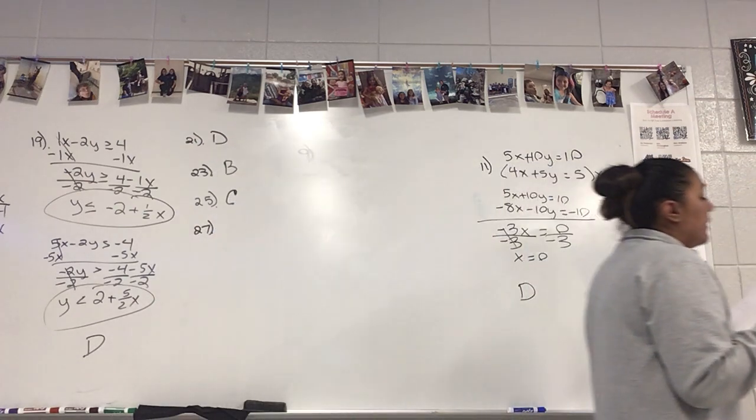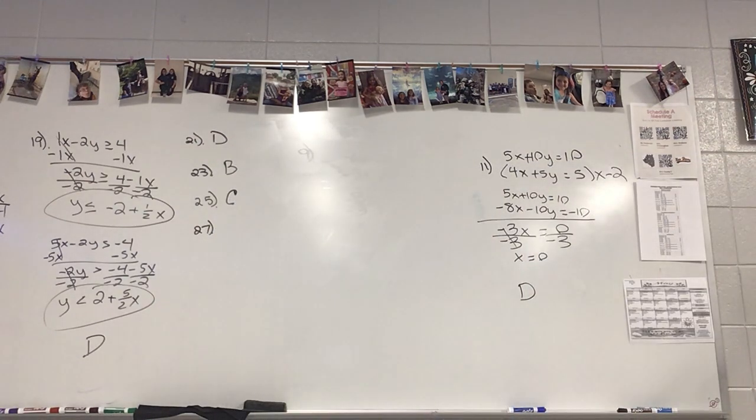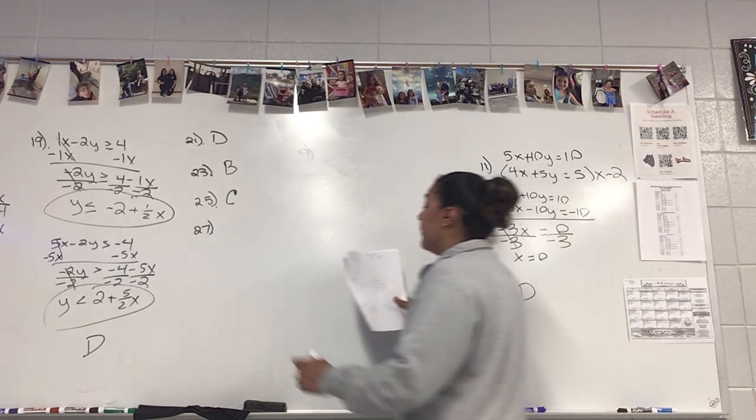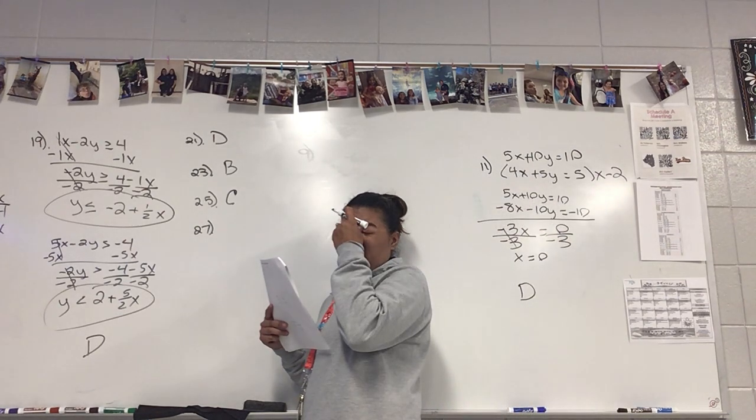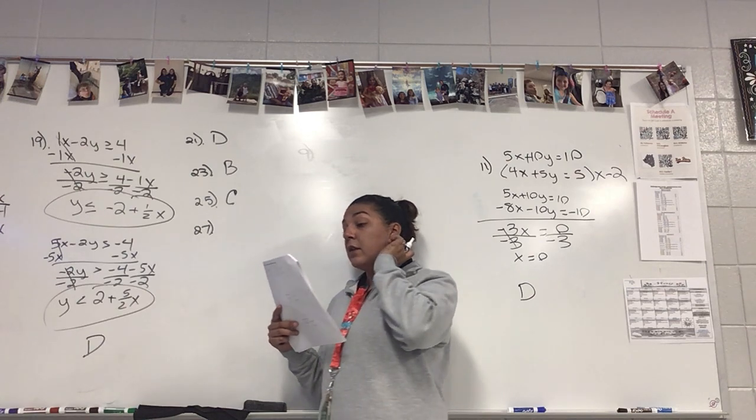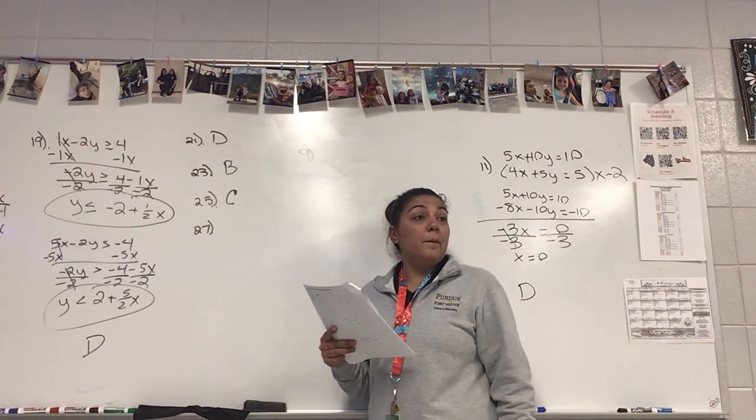Okay, 27. That's still multiplication rule. You're going to multiply the big ones. So what is 3 times 4 times 3? 3 times 4 is 12, times 3 is 36. So it's going to be what? B.